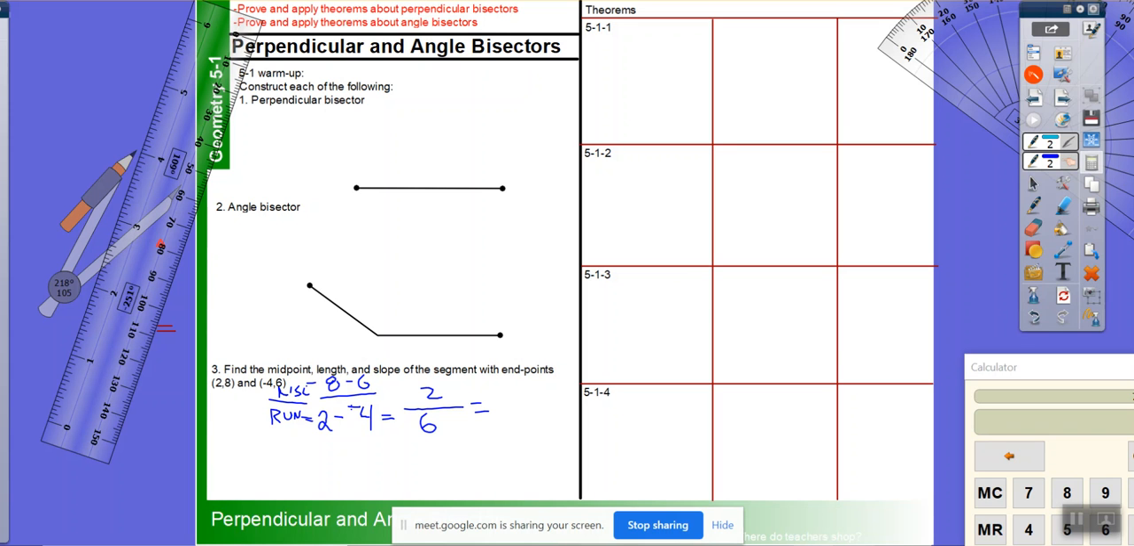That's equal to 2. And what goes into 2 and 6? 2, not 3. So we get an answer of 1/3, equal to your slope. All right.